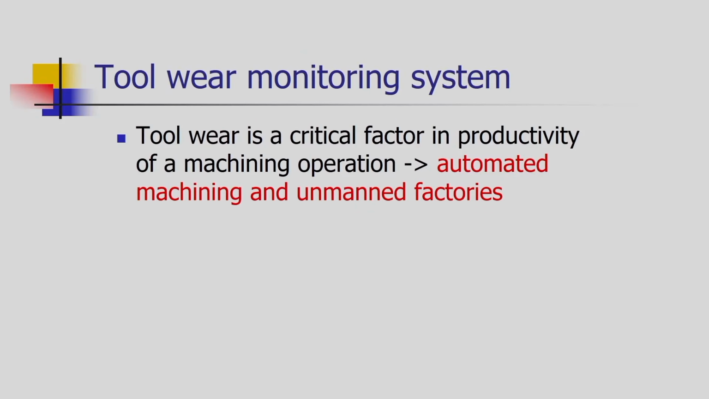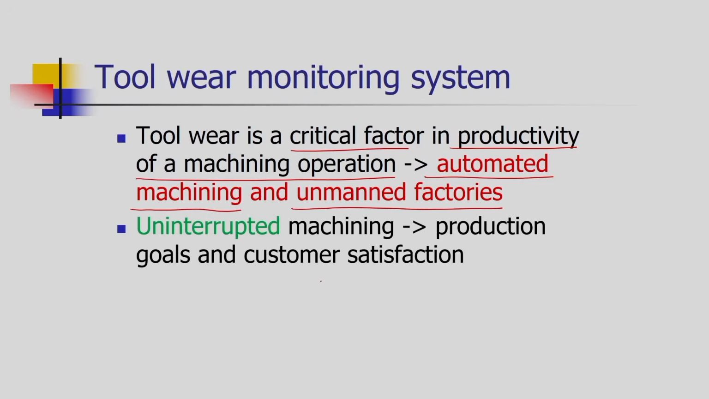Tool wear is a critical factor affecting the productivity of a machining operation, and it is very essential to take care of automatic tool changing to have an automated machining system, which is the feature of unmanned factories. So, naturally the unmanned factories require uninterrupted machining operations, which are helpful to achieve the desired production goals and to get better customer satisfaction.